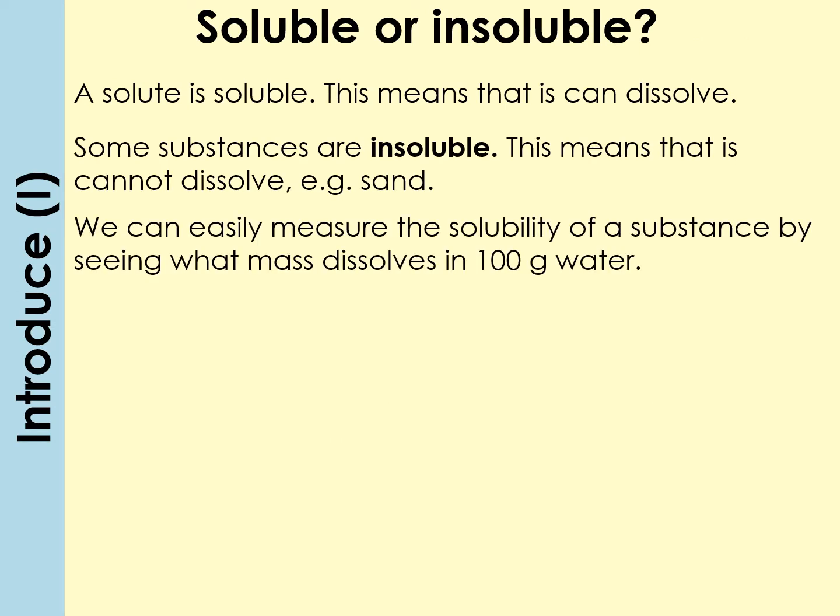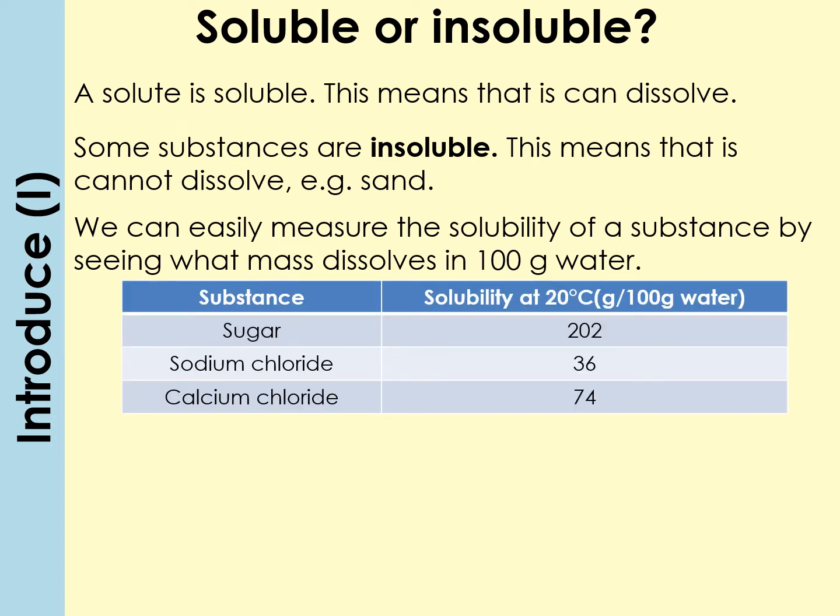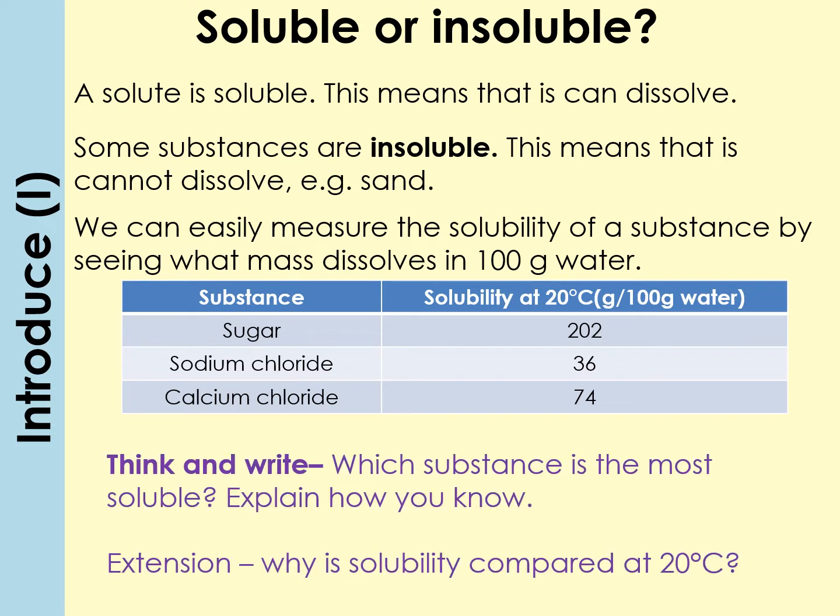We know that some solutes are very soluble. That means they dissolve easily, whereas other substances, other solutes, are insoluble, meaning that they don't easily dissolve. Sand is an example. We can easily measure how soluble, or the solubility of a substance, by seeing what mass of that substance dissolves in 100 ml of water. We always dissolve in 100 ml of water. We do that to make it a fair test. We can compare one substance with another in 100 ml of water, and we always do it at 20 degrees C. Here's some results for sugar, sodium chloride, which is salt, and calcium chloride.